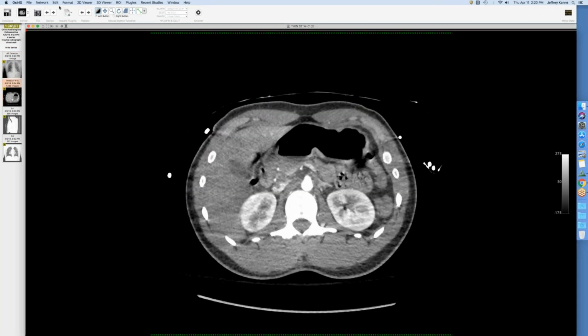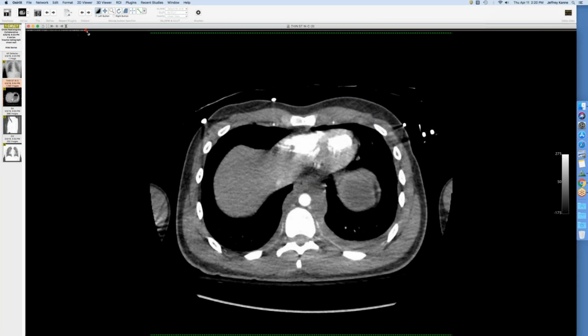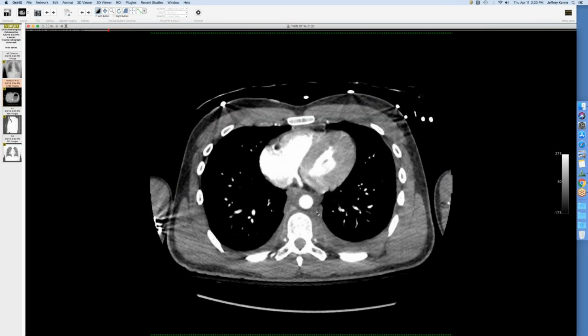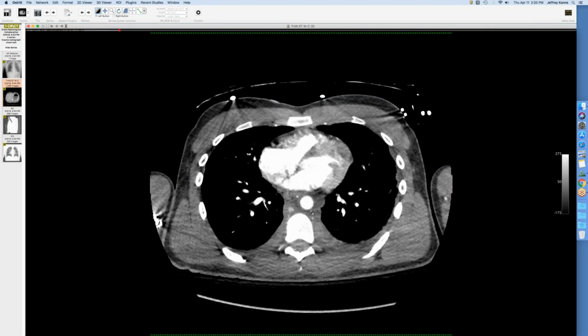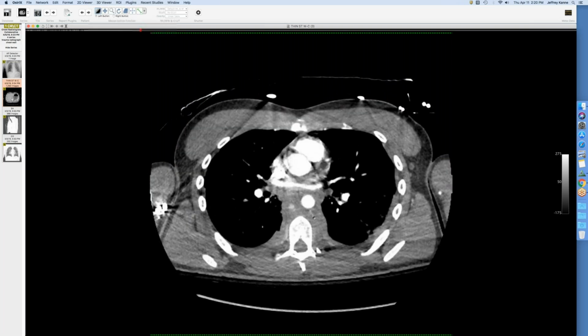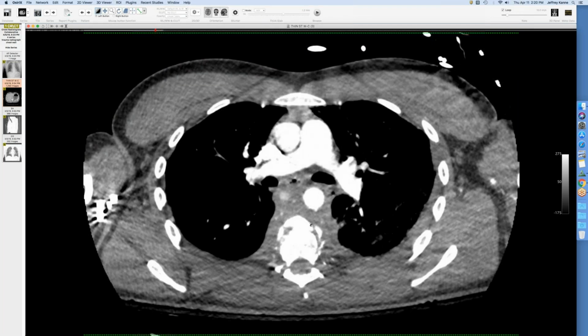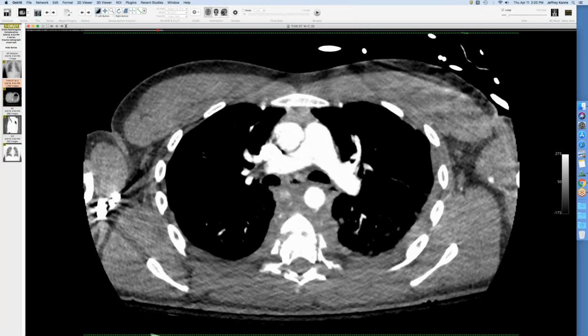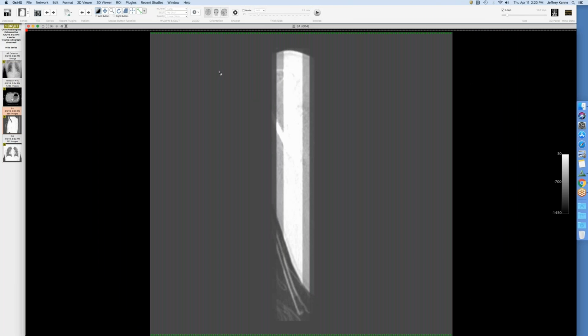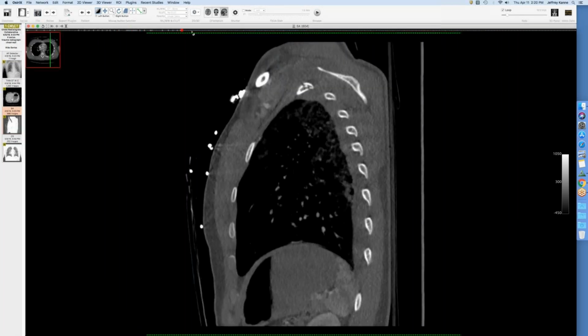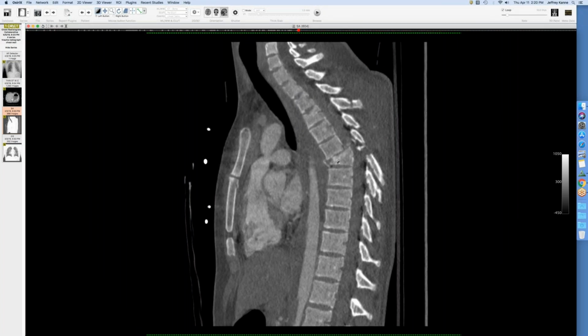Here are the CT images, and you can see already we've got extensive mediastinal hematoma in the paraspinal region. You'd have to think about aortic injury, but also definitely spine injury, and we can see there's clearly a step-off abnormality of the spine, and I'll show you the sagittal. And we can see here very bad spinal injury.